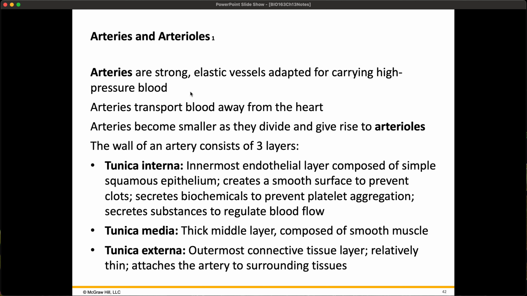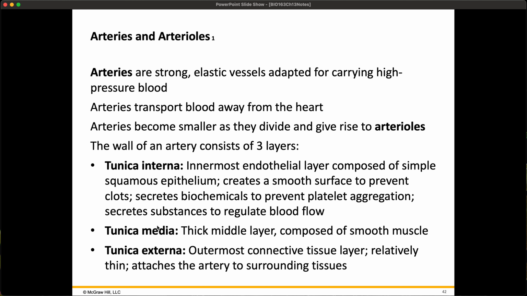Arteries, they're strong elastic vessels adapted for carrying high pressure blood. Think about the aorta. It is that vessel that is directly attached to the heart. It's under high amounts of pressure, so it has to be able to expand to adapt to that shifting pressure. Arteries transport blood away from the heart, and as they become smaller, they divide and give rise to arterioles.